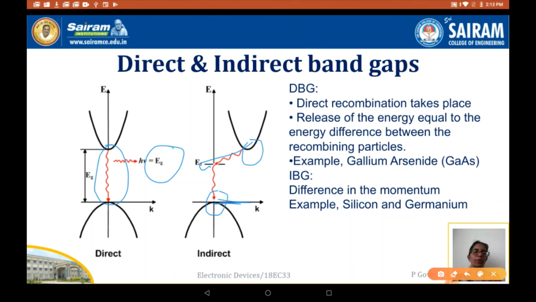So in this module, we have discussed what metals, semiconductors and insulators are. This classification is based on the energy gap, or forbidden energy gap, and the conduction band and valence band occupancy. Next, we discussed what is meant by direct and indirect band gap. In the next module, we will be discussing intrinsic and extrinsic semiconductors. Thank you.